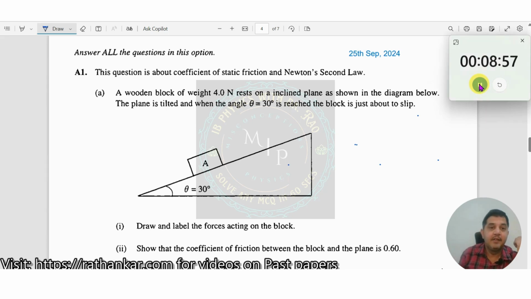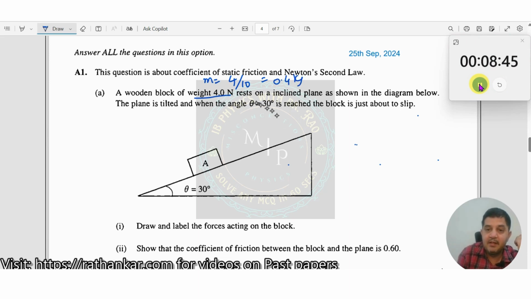A wooden block of weight 4 Newton. When you say weight 4 Newton, the mass should be equal to 4 Newton divided by 10, which is 0.4 kg. It rests on an inclined plane as shown in the diagram below. The plane is tilted until an angle theta equal to 30 degrees is reached. The block is just about to slip.